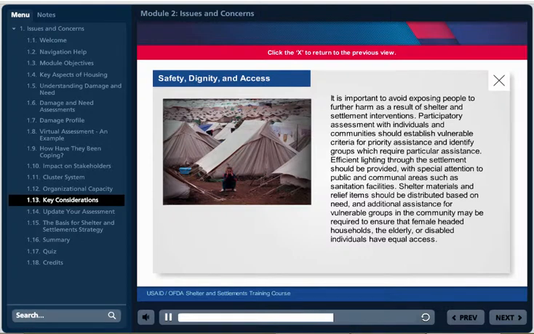Shelter materials and relief items should be distributed based on need, and additional assistance for vulnerable groups in the community may be required to ensure that female-headed households, the elderly, or disabled individuals have equal access.